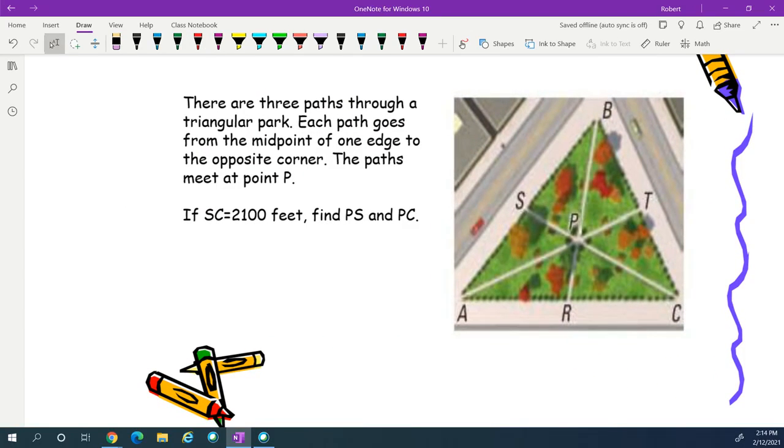Here we have a triangular park. From the midpoint to the opposite corner. So we said a median goes from the vertex to the midpoint. Here they're saying it's going from the midpoint to the vertex. It's the same thing. These are all medians. And they meet at P. So that means P, let's find it in the picture here. I think red will stand out. P is the centroid.